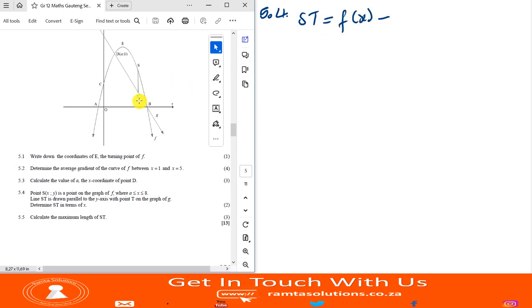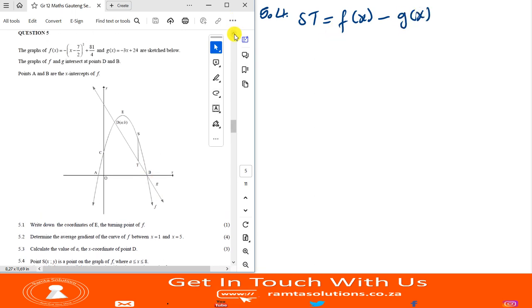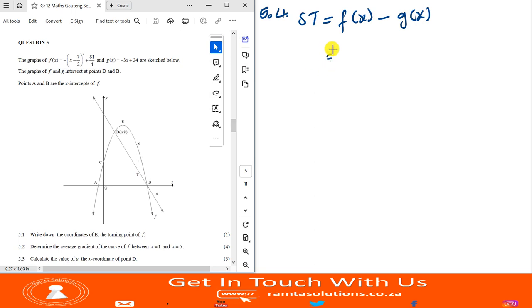Do you know the y value here? You do not know it. So rather say, what is this? I think it was g. Yes, it's g, so it's g of x. So what is f of x? Ooh, that issue again. Negative open bracket x minus 7 over 2 close bracket all squared plus 81 over 4 minus 3, open bracket please, minus 3x plus 24, okay?